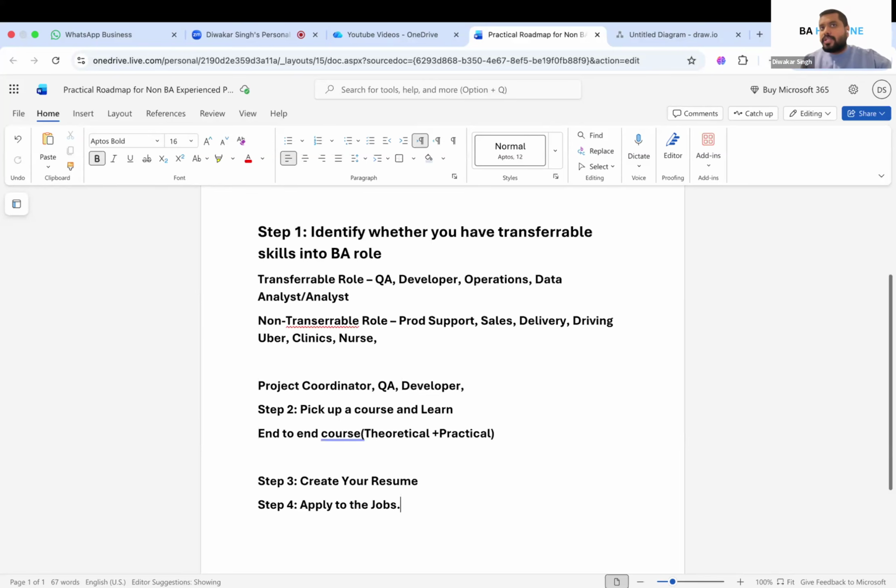Again, search jobs using hashtags, like hashtag business analysis jobs. All the posts which have used that hashtag will appear, and again you can apply from there. Most of the posts have an email ID over there, so you can send your resume there.